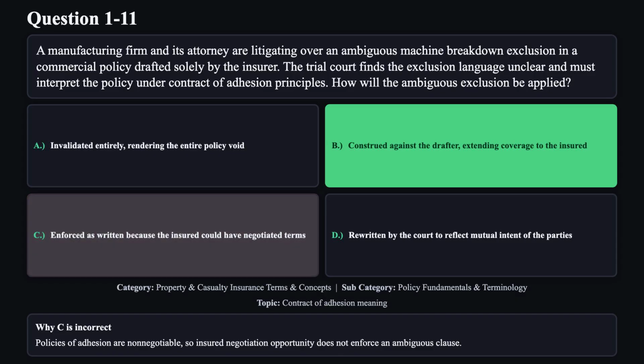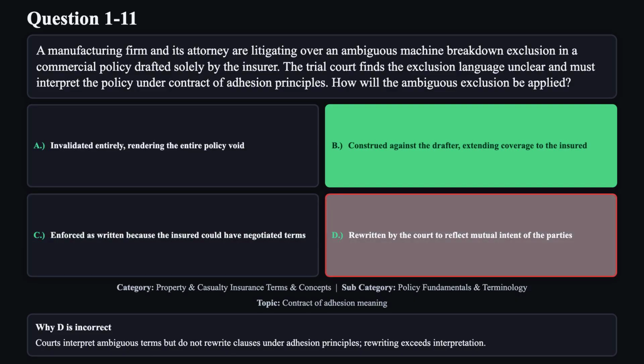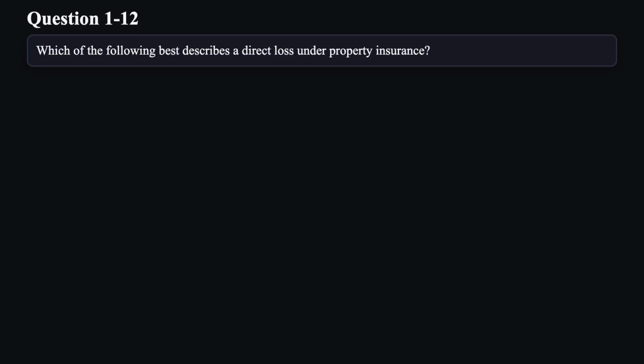Reason C is not correct. Policies of adhesion are non-negotiable, so insured negotiation opportunity does not enforce an ambiguous clause. Reason D is not correct. Courts interpret ambiguous terms but do not rewrite clauses under adhesion principles. Rewriting exceeds interpretation.